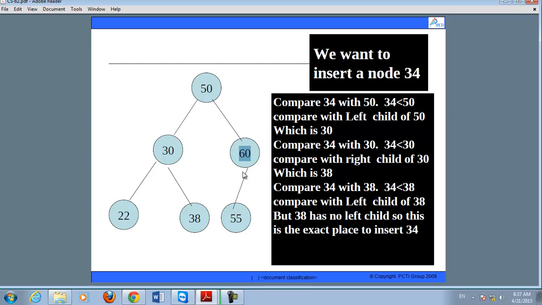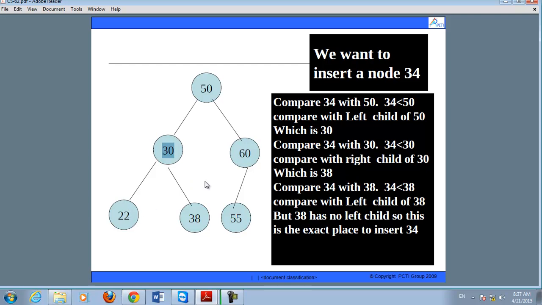Now the next condition is, if you want to delete a node that has two children, for example in the case of 30, it has two children, that is 22 and 38. Now what will happen if you delete 30? Which will come in place of 30? 38 can also come there and 22 can also be placed in place of 30.